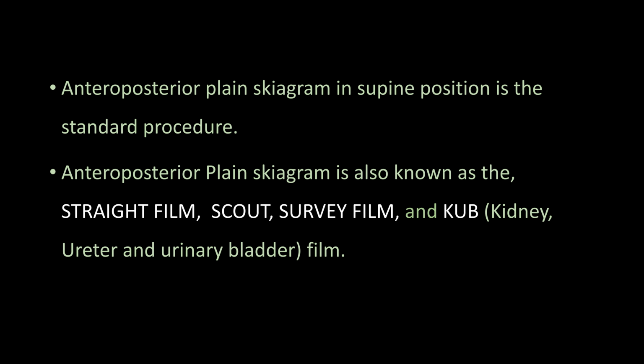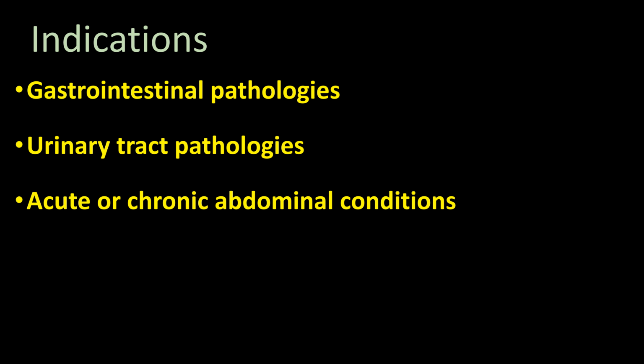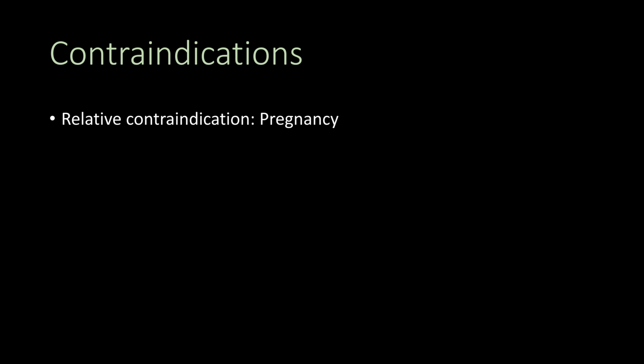When it is done in an acute condition, it is known as a straight film. The scout film is obtained before taking a contrast radiograph, while the KUB film is taken primarily for examining the kidney, ureter, and urinary bladder, for which the acronym KUB is used. As I mentioned, it is used to identify gastrointestinal pathologies, urinary tract pathologies, or any abdominal conditions. Pregnancy is a relative contraindication for the X-ray of the abdomen.